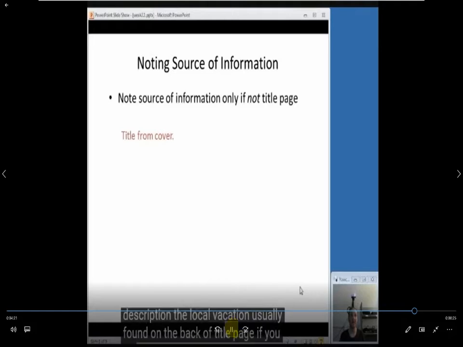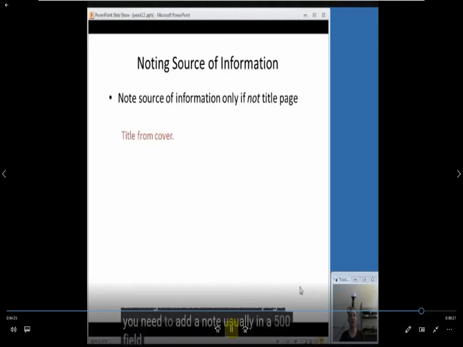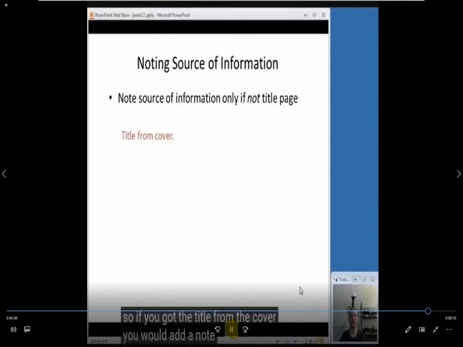If you do not get the title from the title page, you need to add a note, usually in a 500 field, indicating where the title came from. So if you got the title from the cover, you would add a note saying so. So those are some things to remember about sources of information when you're working with serial records.